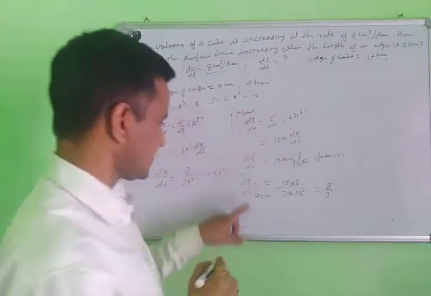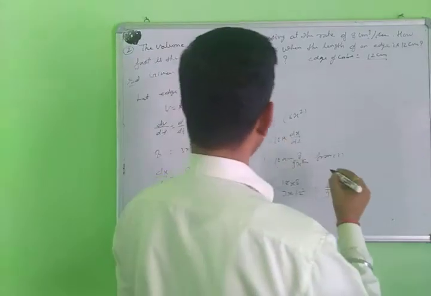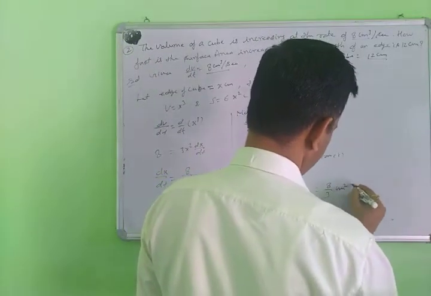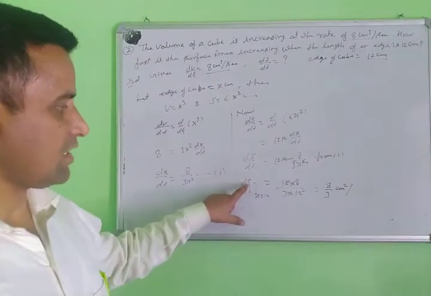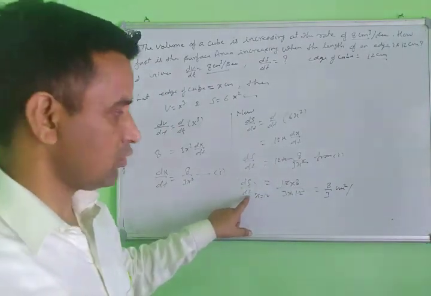Now this is the S. What do you mean by S? S means surface area. The unit of surface area is centimeter square. And for T, meaning time, the unit of time is second.